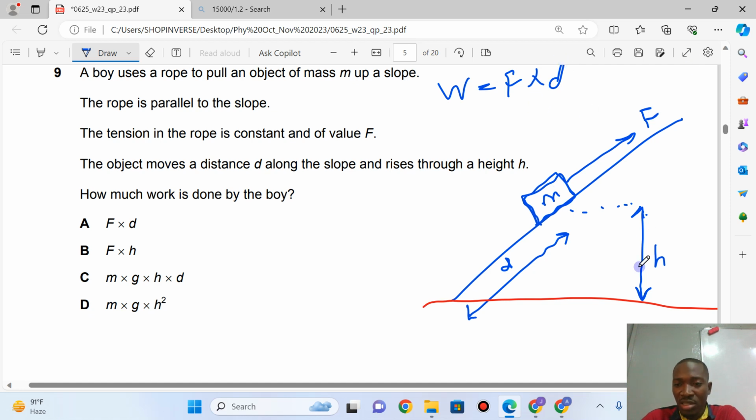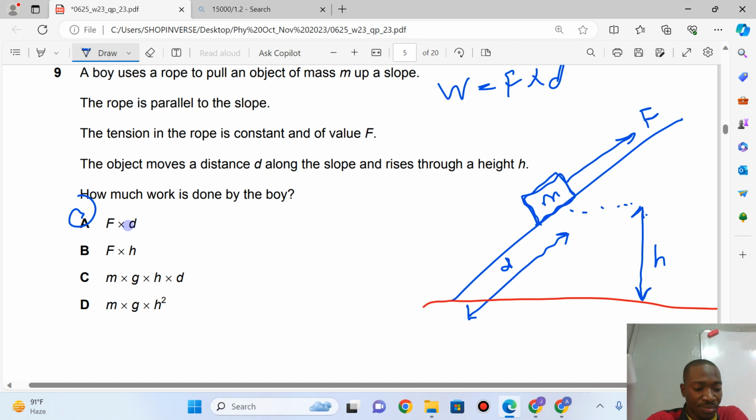We are not using height H. Height H is when we are considering the weight of the boy here as the force. But the boy is not lifting the object vertically, he's pulling it along this slant inclined plane. So it's the force along the inclined plane multiplied by the distance traveled along the inclined plane. That's why we're using F times D, which makes A the correct answer to question number 9.